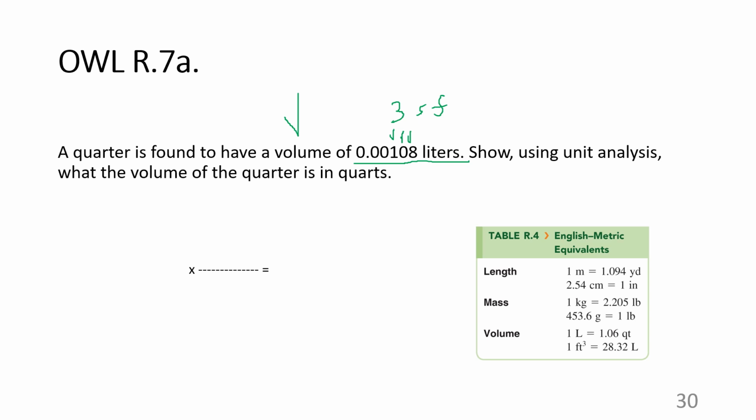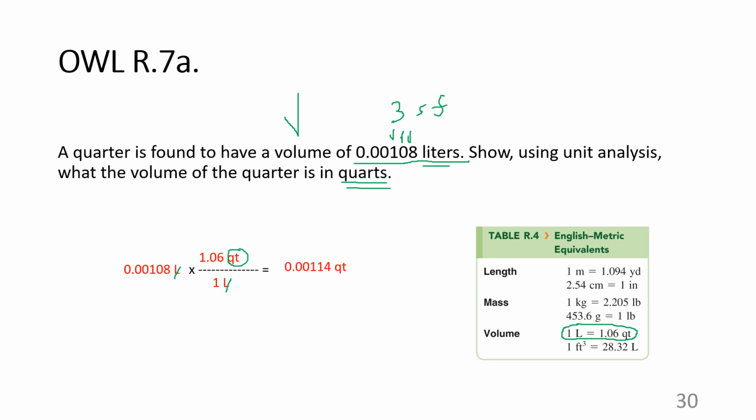So we have the volume, and we want to know what that volume is in quarts. So we're converting from liters to quarts. In order to do that, we need a conversion factor. Let's look over here and see if we have a conversion factor. Yes, we do. 1 liter equals 1.06 quarts. So we'll start with our given quantity, 0.00108 liters. We'll multiply by the conversion factor, setting it up so that the liters can cancel out and we'll be left with quarts. And finally, we'll plug it into the calculator.